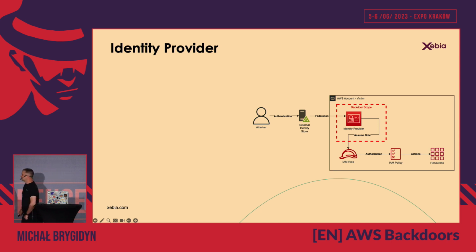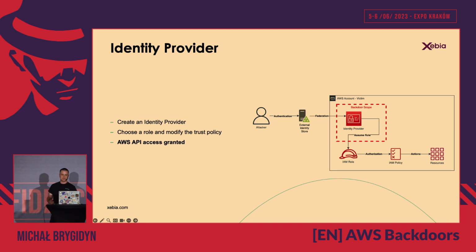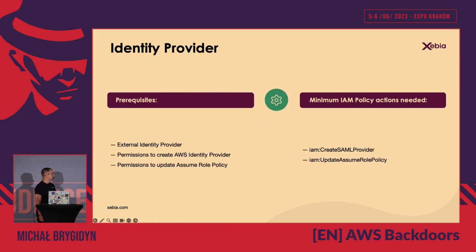Next one, identity provider. Here we can use our external identity store. We can use ADFS, Azure AD, Okta, whatever. And then I create the identity provider on your AWS account. I just need this identity provider to be able to assume a role, so the role needs a trust policy. And that's it. Then, logging into the external identity store, I can log into your AWS account, get a role on your account, and do whatever the policy allows me to.